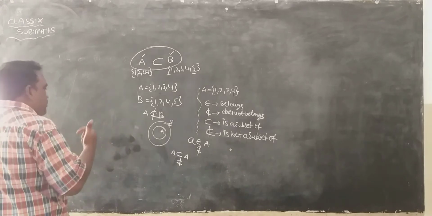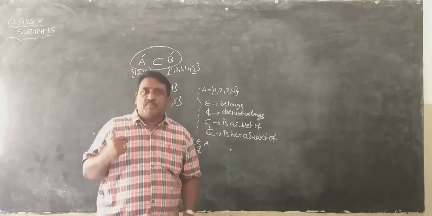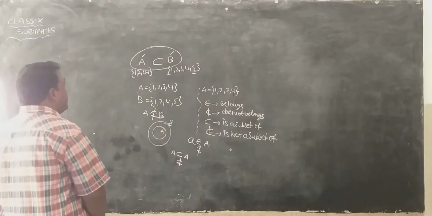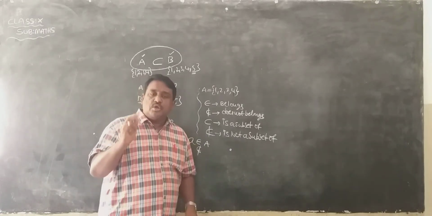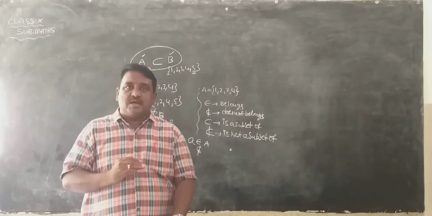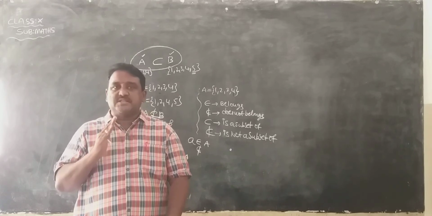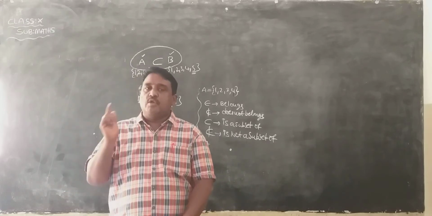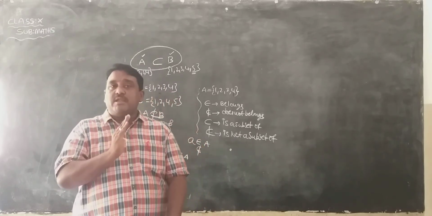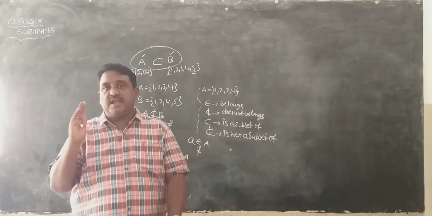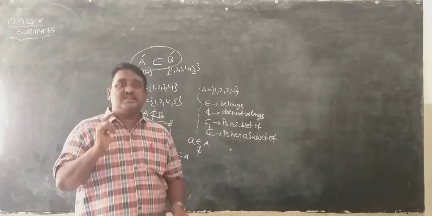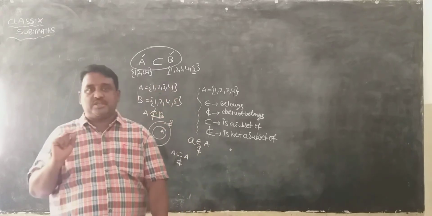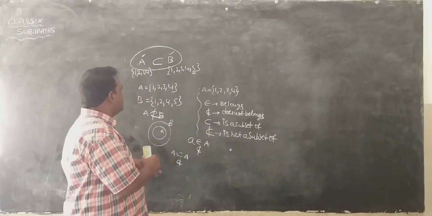And again, why are we discussing all these topics again and again? Because they are very, very important. The subset topic is very, very important. If anyone asks you what you mean by subset, you can tell through an example. What is the meaning of subset? All the elements of the first set are in the second set, and the second set contains at least one element more than the first set. Then we say A is a subset of B. This is the example for A is a subset of B.